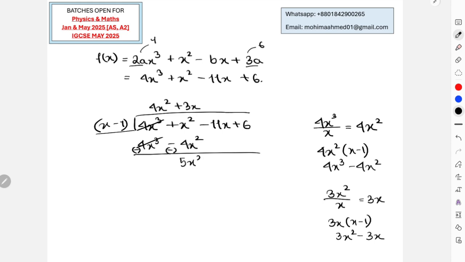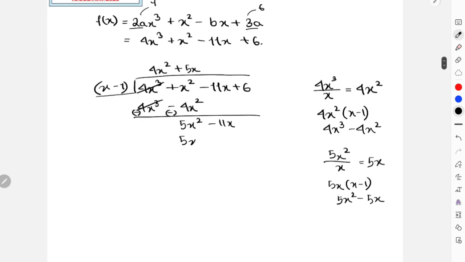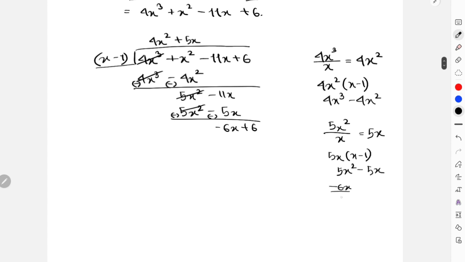This was supposed to be 5x square minus 11x, and over here now you're going to get 5x, right? So 5x square is in the rough working also, so 5x, and now you're going to get 5x square minus 5x. If you now introduce minus over here, this one gets cancelled out, and this one will give you minus 6x plus 6, which is basically 6x divided by x gives you minus 6. So minus 6 times x minus 1 gives you minus 6x plus 6. Now they will obviously cancel each other out.